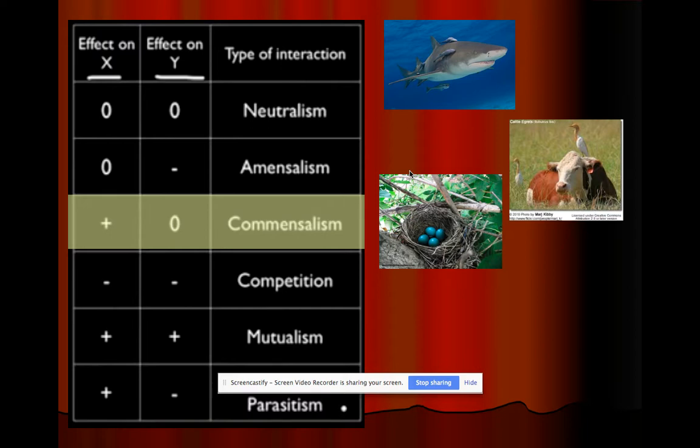So, for example, a bird's nest in a tree: the tree is not affected in any way, but the birds are benefited. Cattle egrets are these animals over here. They basically ride on the back of a cattle, and while the cattle walks around, it stirs up the bugs, and the birds get to eat the bugs. But the cattle is not affected by the birds. And then the remoras are going around with the sharks. They're eating the leftovers, but the sharks are not really being impacted at all.